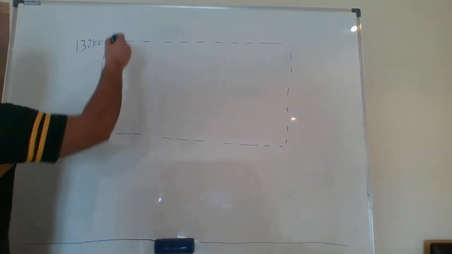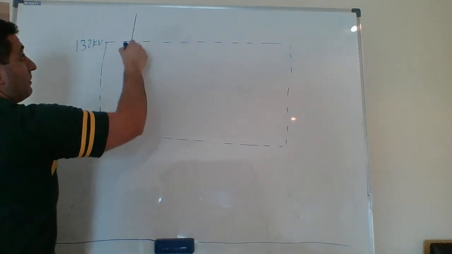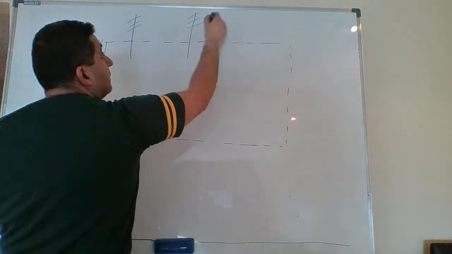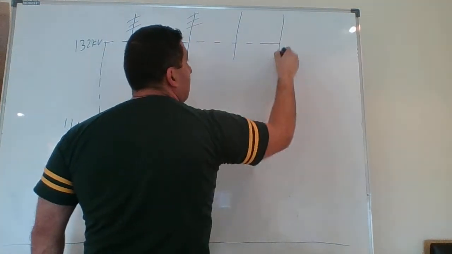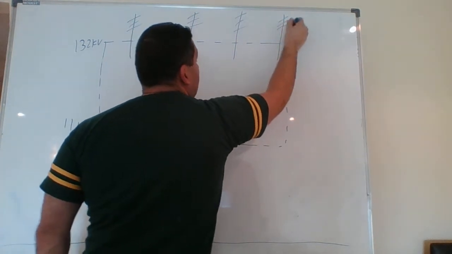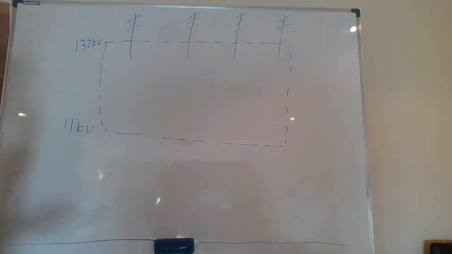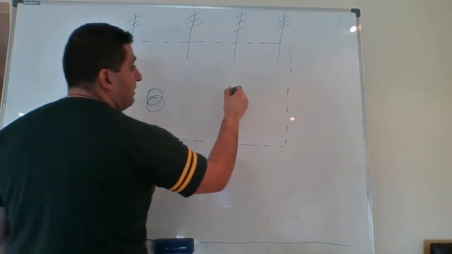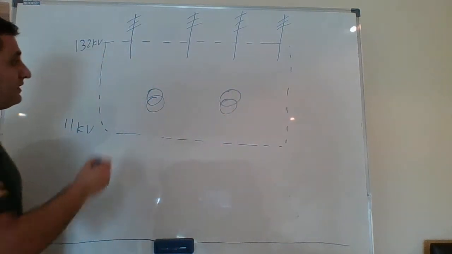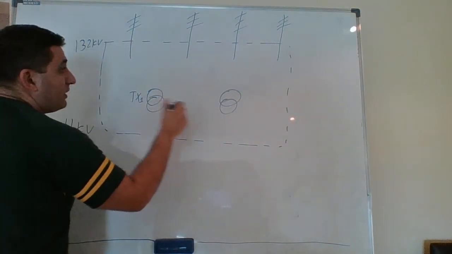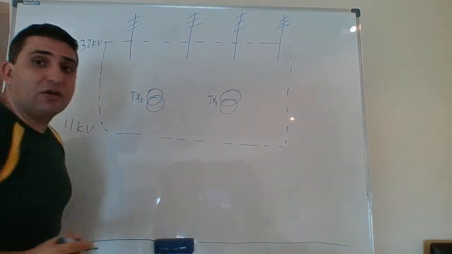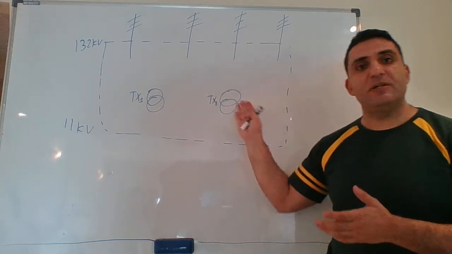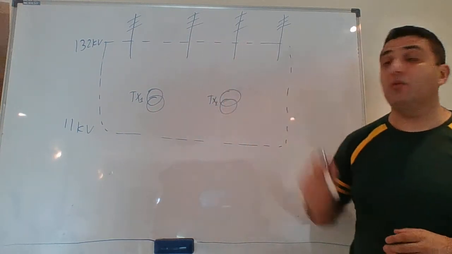Okay, I have multiple transmission lines. I have transmission line 1 coming in. I have transmission line 2, all 3 feeders. I have another transmission line, I have another transmission line. All these are 132 kilovolt. To transform from 132 to 11, I should have a transformer. Maybe 1, maybe 2, maybe 3 transformers. Let's say this is transformer 1, this is transformer 2. Depending on the size of your substation, the number of transformers and the number of transmission line feeders would vary.